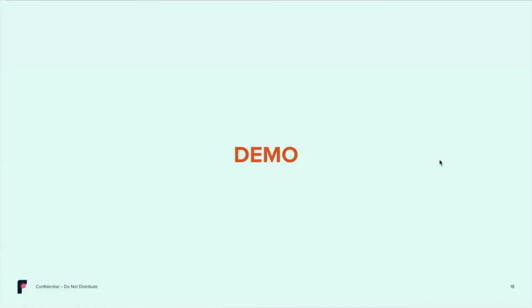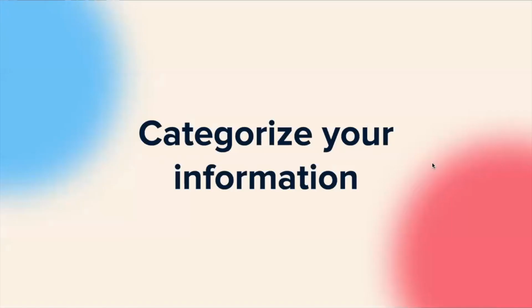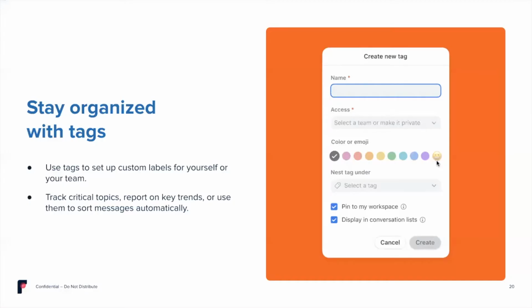So now that we've organized our inboxes, we've begun to triage to the right people. We also want to categorize or classify all of the information that we have coming inside Front. We are going to do this with what we call tags. Tags are like your folders or your labels that you might have used before coming to Front. And you can use tags to actually categorize critical topics, report on key trends, or even use them to sort messages automatically. So you can track information like an incident, a bug request, a VIP customer, anything that you are tracking today or you're hoping to track or categorize, that can be done with a tag.